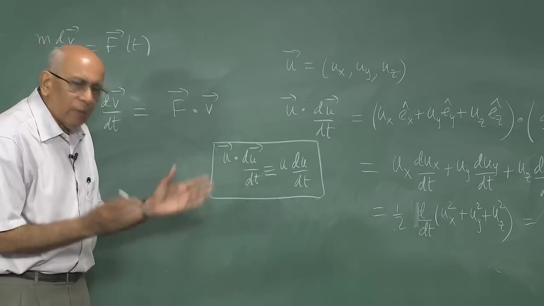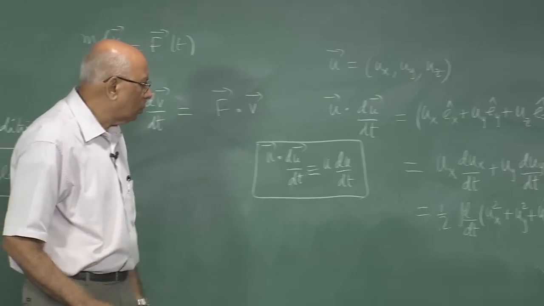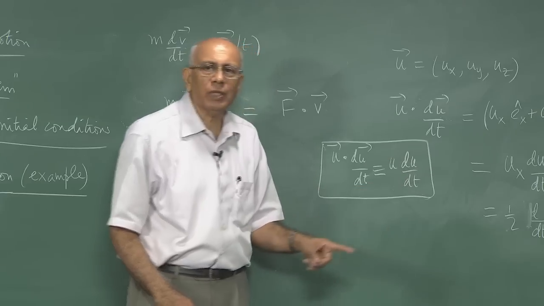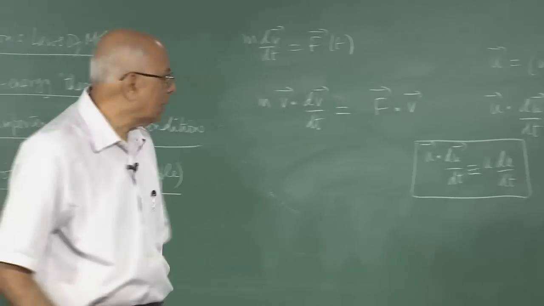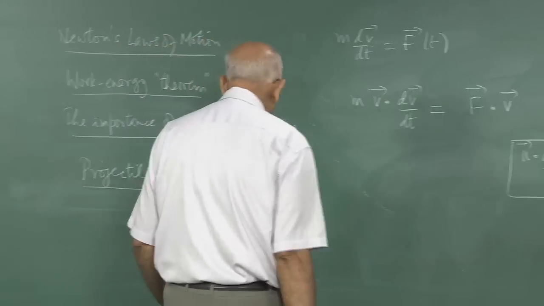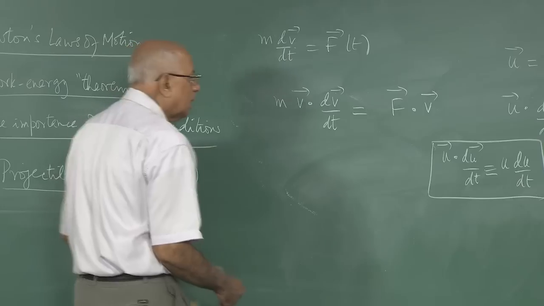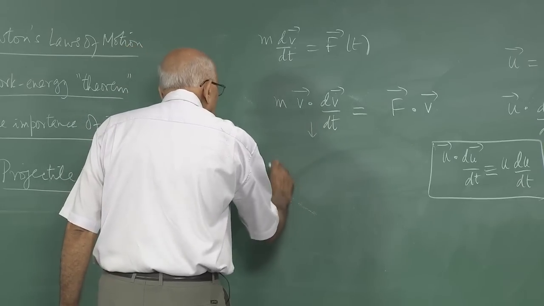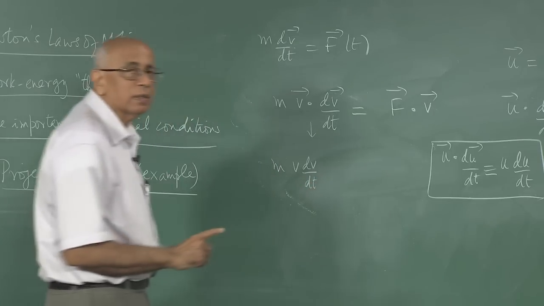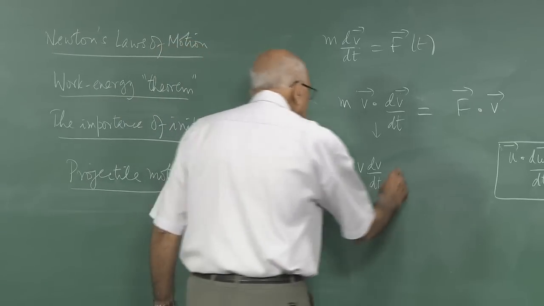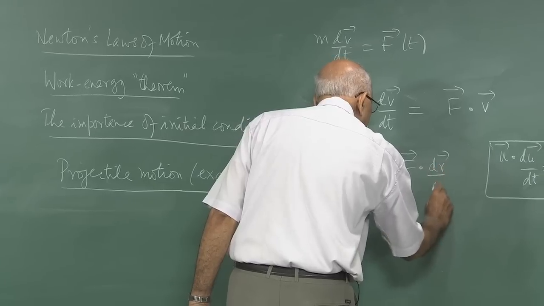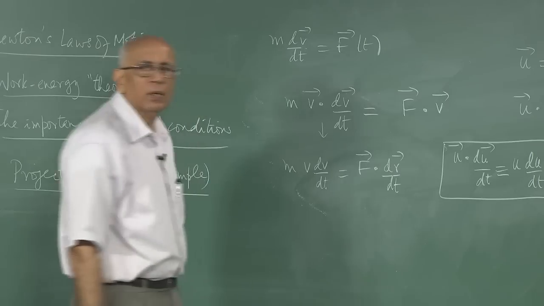These vectors can point in arbitrary directions, but the dot product of the two is just the magnitude of the vector times the rate of change of the magnitude of the vector. That is an extremely useful identity which is used over and over again. It is a very simple identity, but you see what happens here. Once I use that identity, the left hand side becomes m v dv over dt, no vectors, and that is equal to F dot dr over dt, because the velocity is dr over dt.